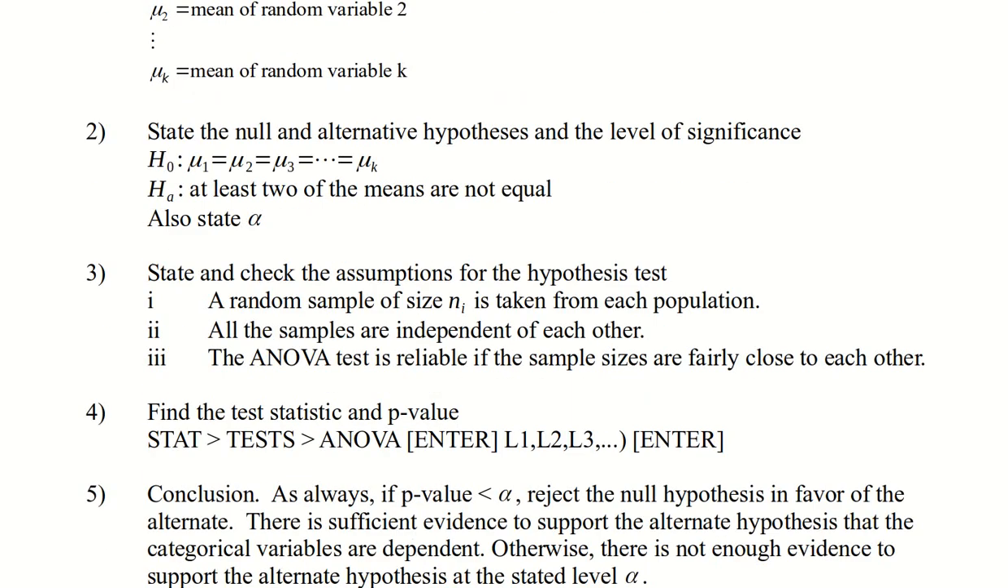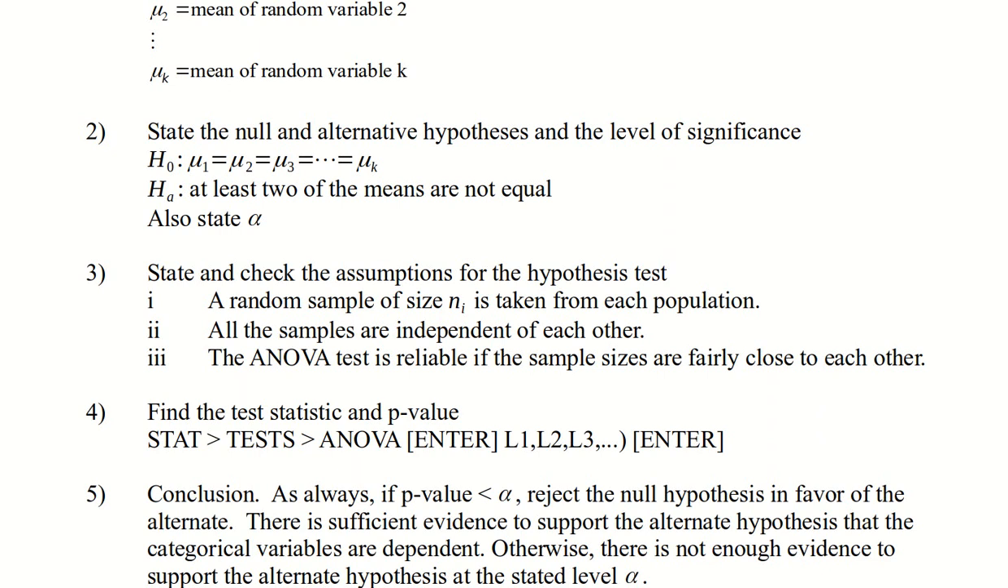The first assumption that we have to ensure is true is that we've got a random sample from each population. The second is that all the samples are independent of each other. There's no overlap. We're not counting the same thing in two different samples. And it's important for the third part of this assumption that the sample sizes are relatively close to each other.